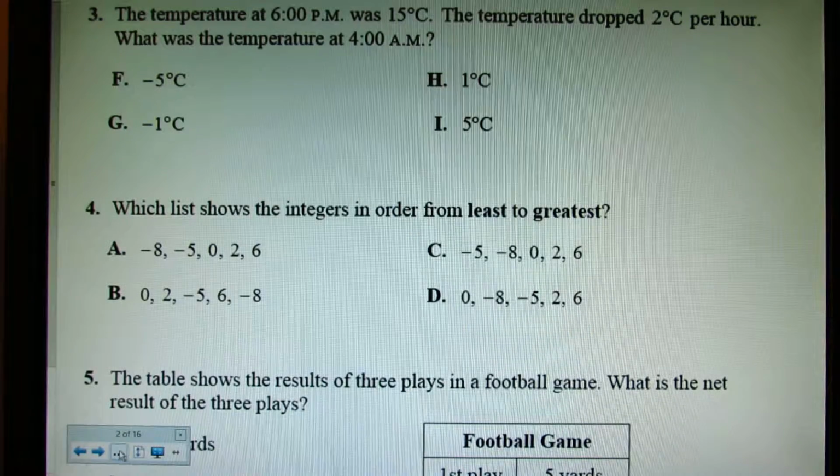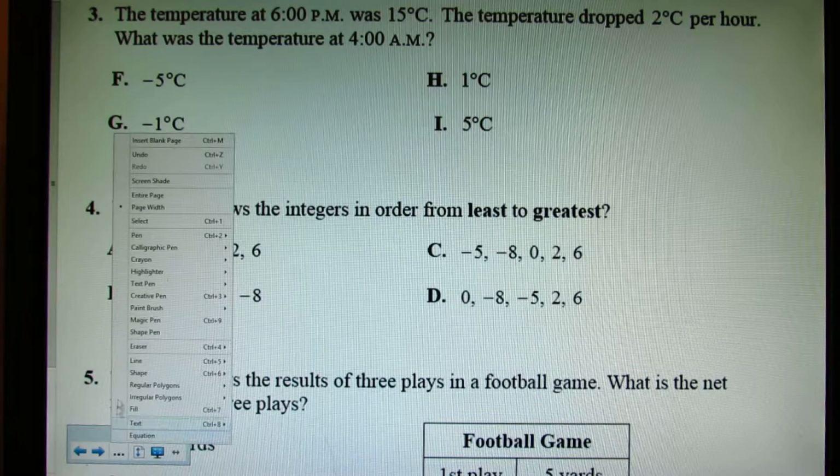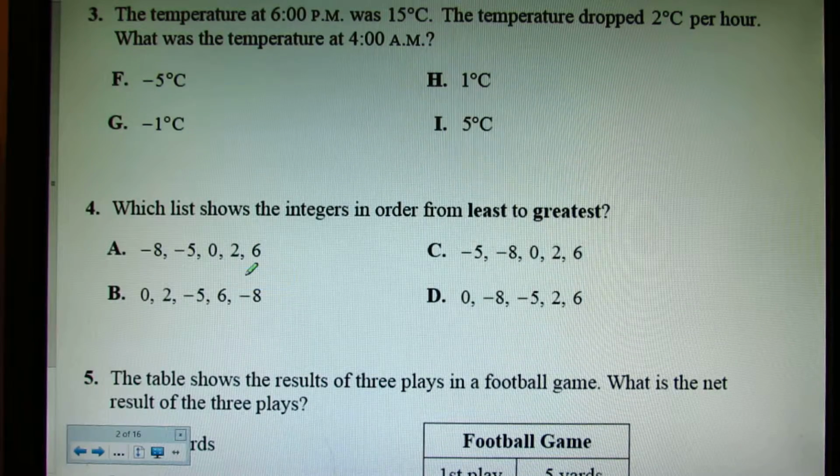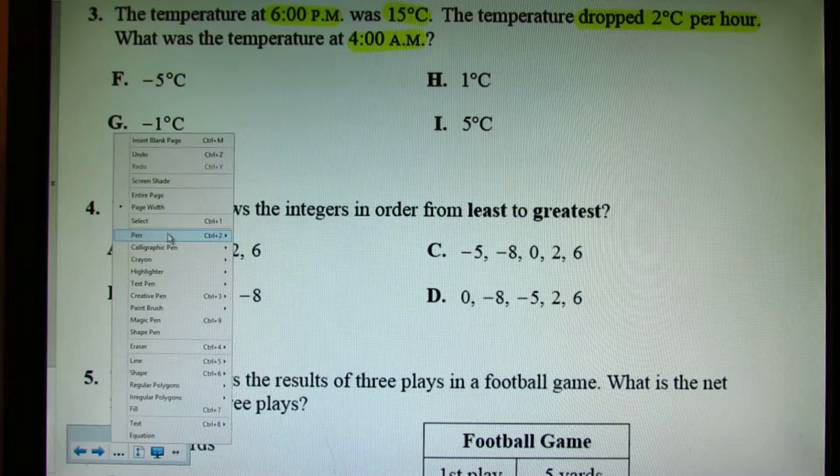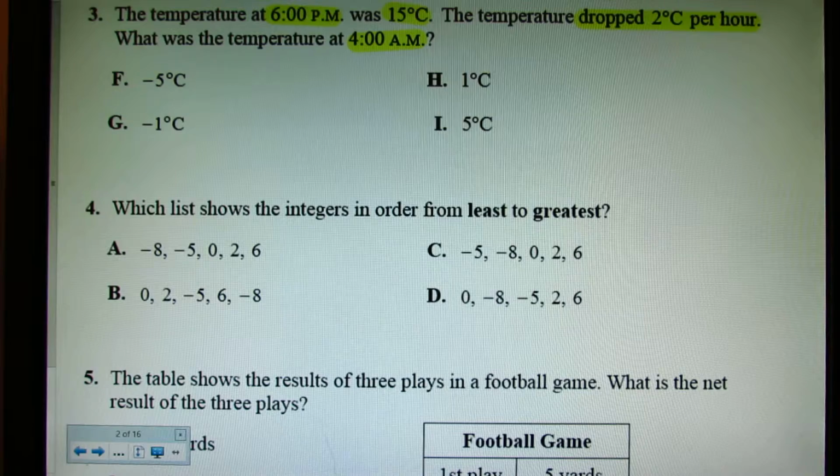Number 3, the temperature at 6 p.m. was 15 degrees Celsius. The temperature dropped 2 degrees Celsius per hour. What was the temperature at 4 a.m.? So I have different hours. It started at 6 p.m. and it ended at 4 a.m. And then I have temperatures. It started at 15 degrees Celsius and it dropped 2 degrees Celsius per hour. So the first thing I need to figure out is how many hours that was.